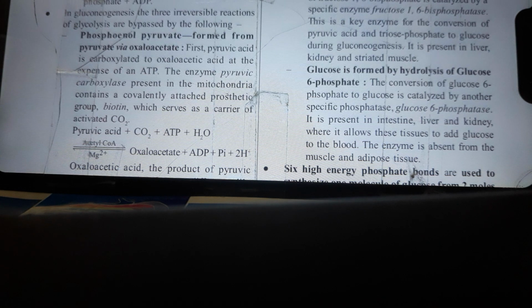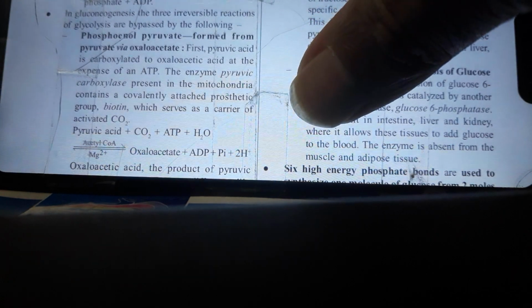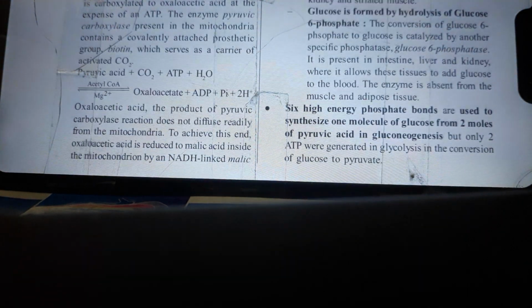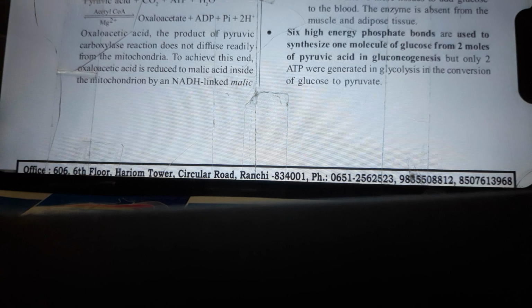In gluconeogenesis, the 3 irreversible reactions of glycolysis are bypassed by the following steps. Phosphoenol pyruvate is formed from pyruvate via oxaloacetate. First, pyruvic acid is carboxylated to oxaloacetic acid at the expense of an ATP. The enzyme pyruvate carboxylase, present in the mitochondria, contains a covalently attached prosthetic group biotin, which serves as a carrier of activated CO2. Pyruvic acid plus CO2 plus ATP plus H2O in the presence of acetyl-CoA and magnesium 2 plus gives oxaloacetate plus ADP plus Pi and 2H plus.